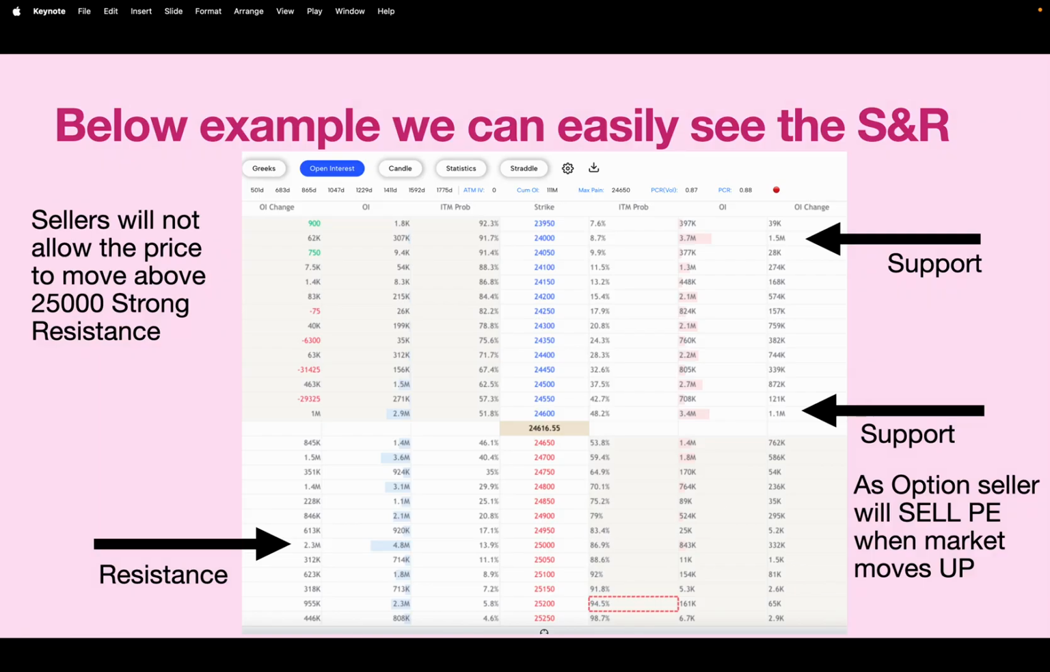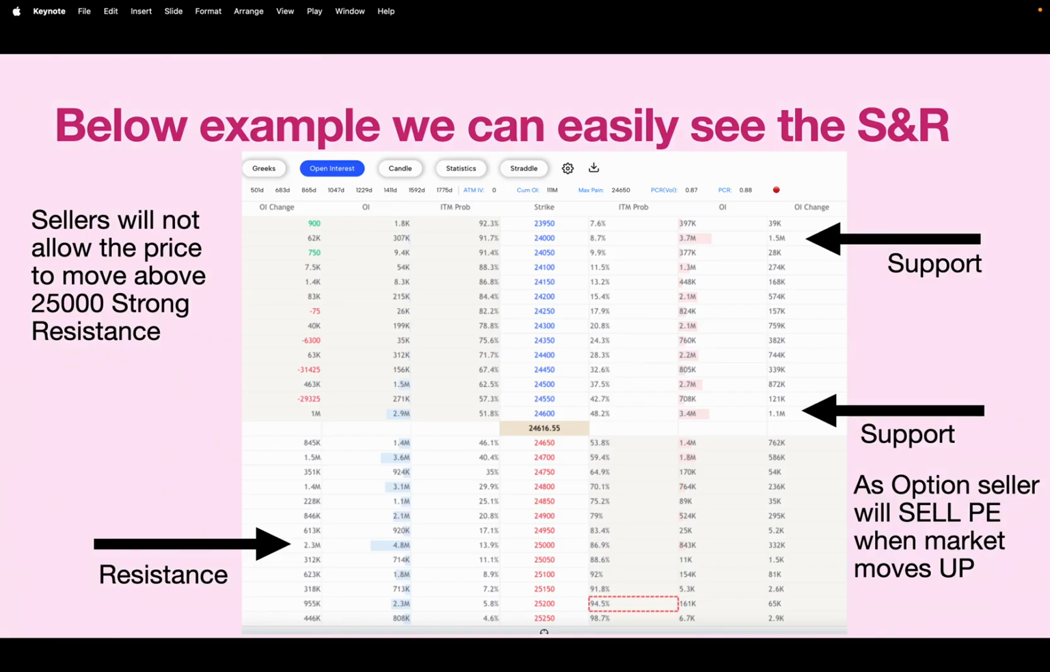Why is it a strong support? You can see the open interest is 3.7 million and OI change is 1.5 million. That is the very highest over there, so that's the reason we have marked it as a support. We have also another support where you can see 3.4 million and 1.1 million. Even this will act as a support. If this particular support breaks, then the next support is 24,000.